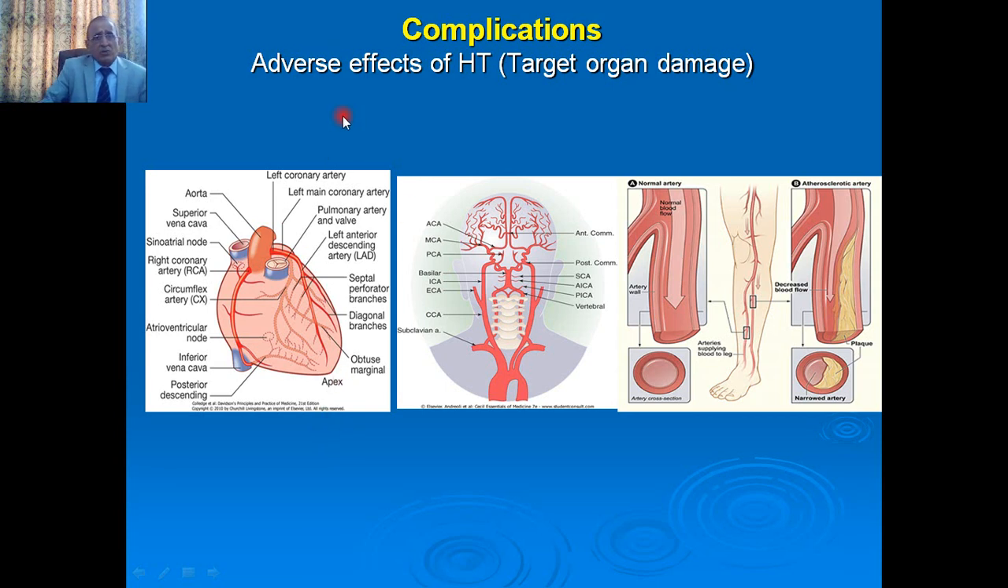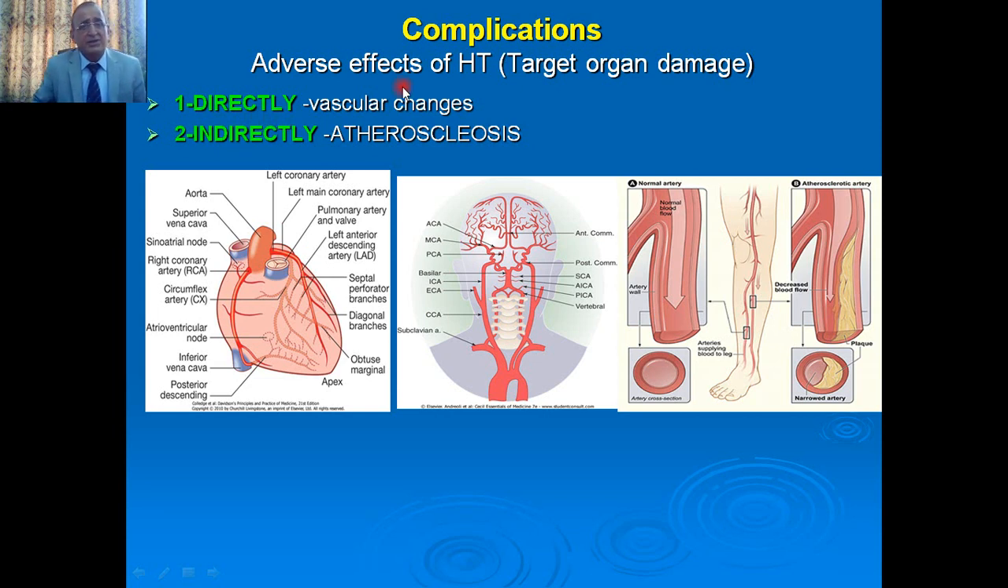Now, what are the complications of hypertension, or the adverse effects of hypertension, or the so-called target organ damage in hypertension? Actually, these are the main targets: the heart, the brain, and the vasculature. For simplicity, I will tell you that the effect of hypertension may be direct and indirect. Direct damage of the vasculature is due to high blood pressure. The arteries are subject to high blood pressure, so they are directly damaged.